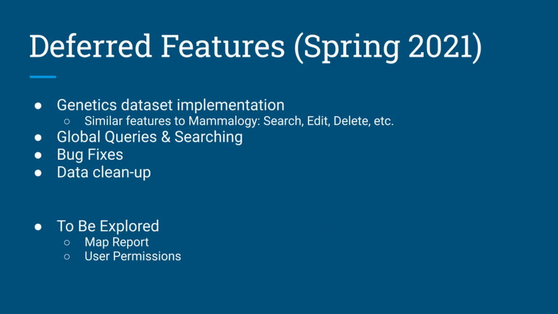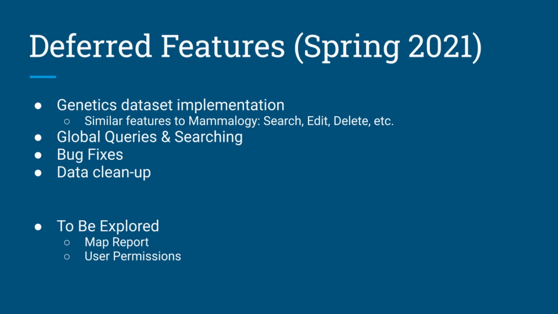Next is our deferred features for spring term. We plan to implement one more dataset called genetics, which will have similar features to Momology. As requested by the client, we also plan to add global searching, which will allow a user to search across all the datasets at once, rather than having to choose only one. We also plan to do more bug fixes, as well as clean up the given fish and wildlife data.